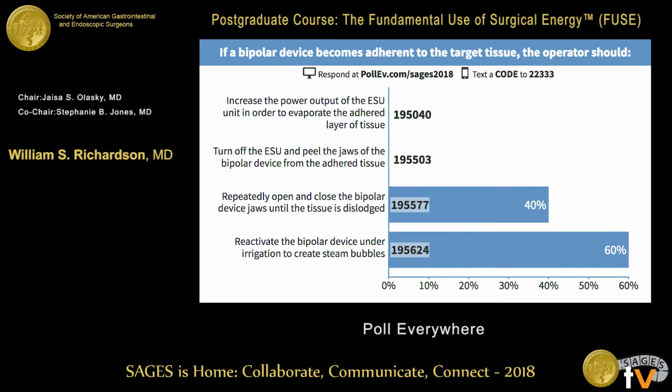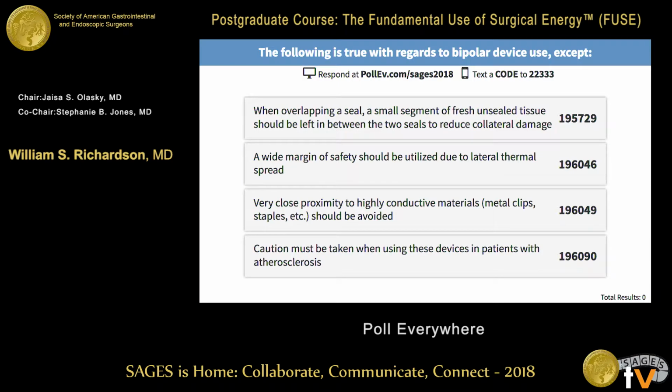All right, next question. The following is true with regards to bipolar device use, except: 1, when overlapping a seal, a small segment of fresh unsealed tissue should be left in between the 2 seals to reduce collateral damage. 2, a wide margin of safety should be utilized due to lateral thermal spread. 3, very close proximity to high conductive materials such as metal clips and staples should be avoided. And 4, caution should be taken when using these devices in patients with atherosclerosis.